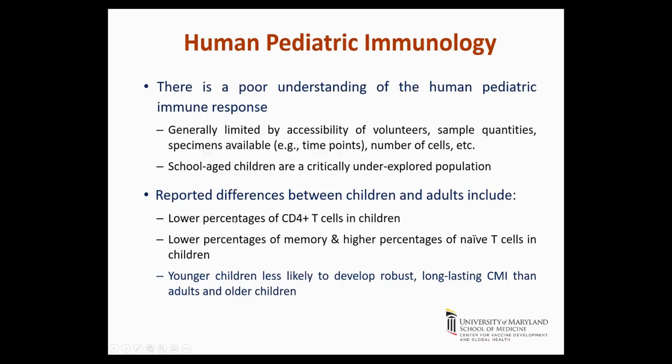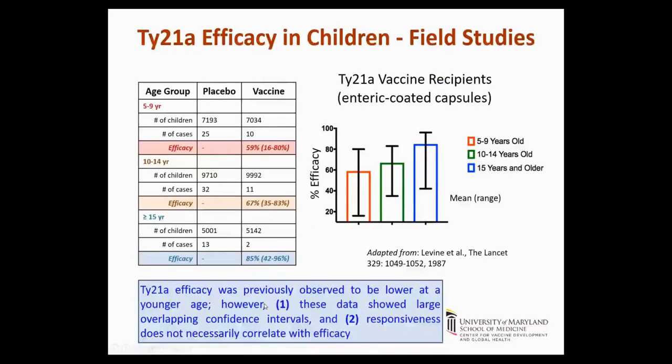Regarding the differences in the literature between children and adults, it is clear that lower percentages of CD4 are observed in children. Also, there are lower percentages of memory T cells and a higher percentage of naive T cells in children, and younger children are less likely to develop robust immune responses. So what do we know from the field?